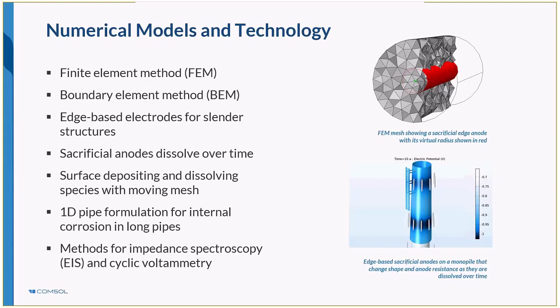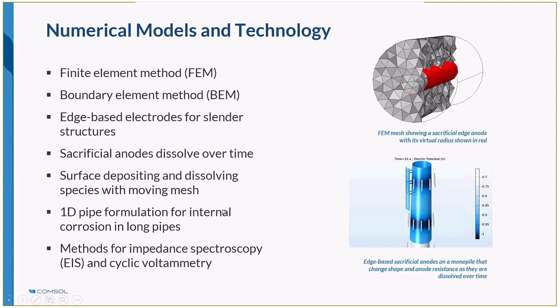We do have a few additional features as well, which can help in the modeling of corrosion simulation, because most corrosion happens in a very large domain. It's often going to need some simplification to reduce the memory requirements. So we do have edge-based electrodes to help represent slender structures, by representing the structure as an edge rather than explicitly meshing it as we would here. This then reduces the memory requirements to make the simulation more efficient and quicker to solve.